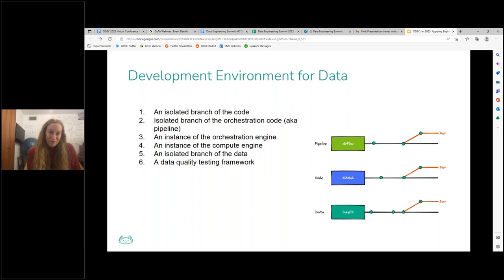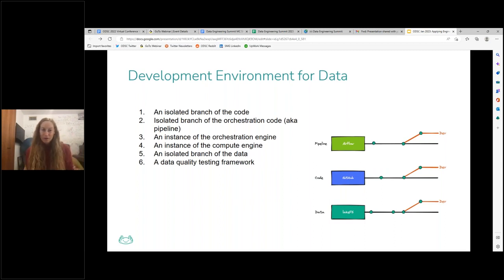And the last and very important part would be a data quality testing framework. Once you have created a version of the code that passes unit tests from a software perspective, you now need to verify that the results are of high quality from a data perspective. And this is where those testing frameworks that are specific to data become very critical within your development environment.